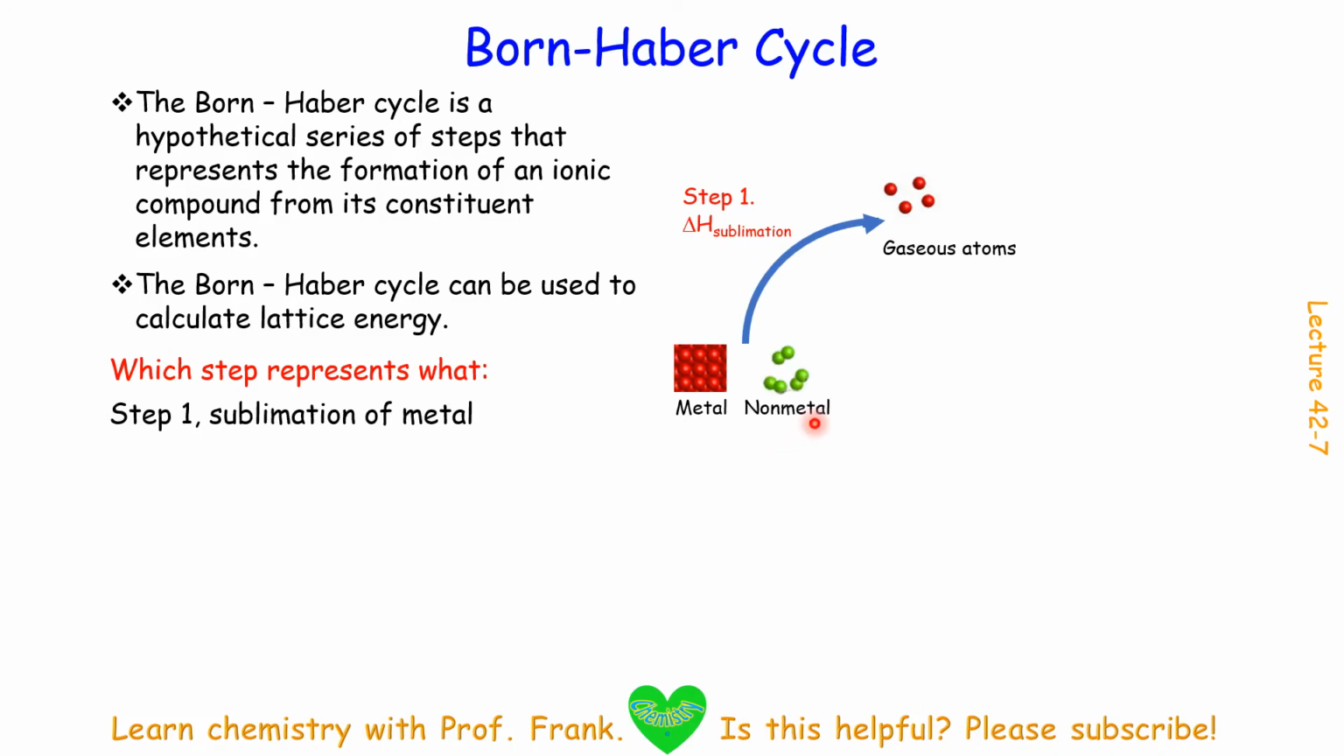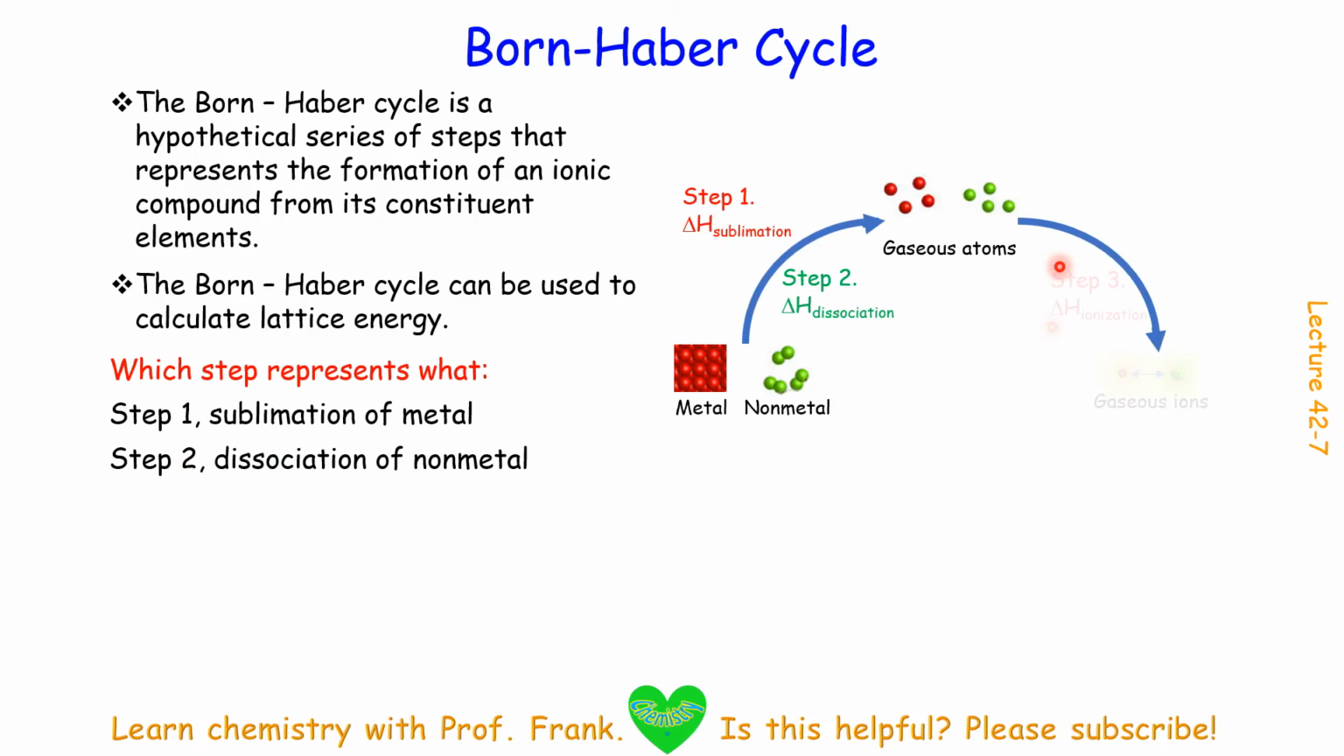That step of the reaction is called sublimation. The second step is the dissociation of nonmetal to gaseous nonmetal atoms. In this case, from a diatomic molecule like chlorine, bromine, iodine, and so on, to gaseous chlorine, bromine, or iodine atoms. Therefore, step 2 is a dissociation of nonmetal.